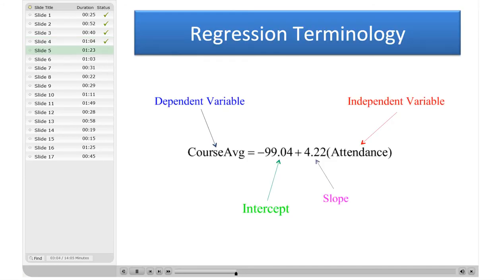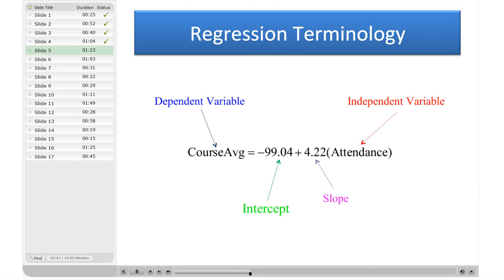This slide shows a bit of terminology that's related to linear regression. First of all, we have two variables in this equation, course average and attendance. Now, from an algebra course, we would probably call attendance the input variable and course average the output variable. In regression, it's more common to call the input variable an independent variable and then to call the output variable a dependent variable. The idea being that you think of the input variable as something that's independent, doesn't really depend on anything, whereas the value of the output variable depends on the value of the input variable. So you think of the output variable as being the dependent variable in that case.